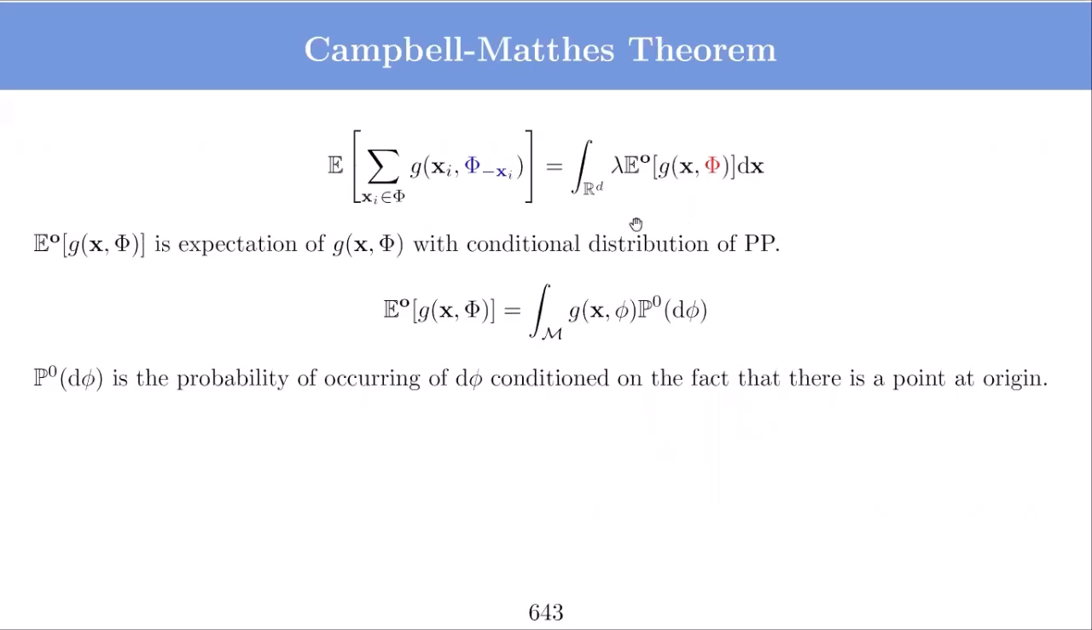Just to be explicit, this palm expectation is the expectation of the function with respect to the palm probability. So P0(dphi) is the probability of this realization dphi occurring, conditioned on the fact that there is a point at the origin. And then with respect to those realizations, you compute g and integrate it over all possible conditional realizations.